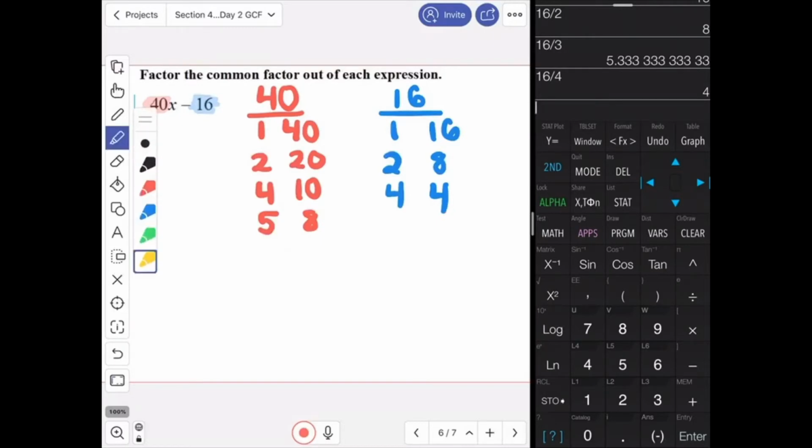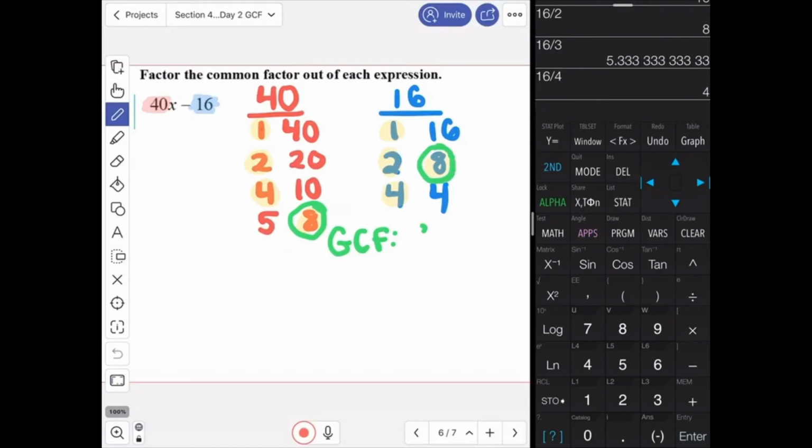So if I want to find all the common factors, both of these numbers have a 1, a 2, a 4, and they both have an 8. However, the greatest of these factors would be the 8. Now, in order to factor this out of the expression, I'm first going to rewrite my original expression.